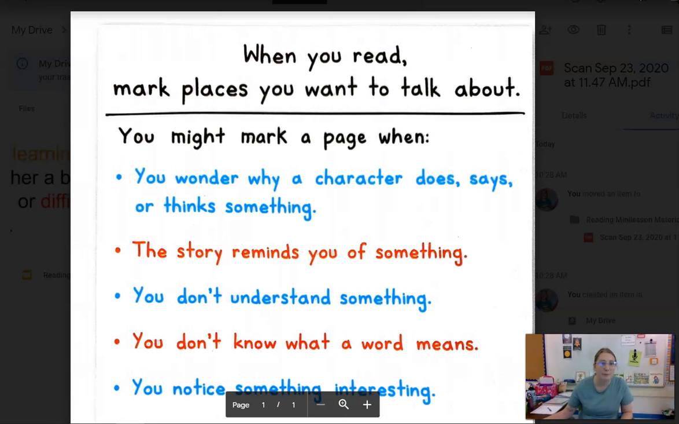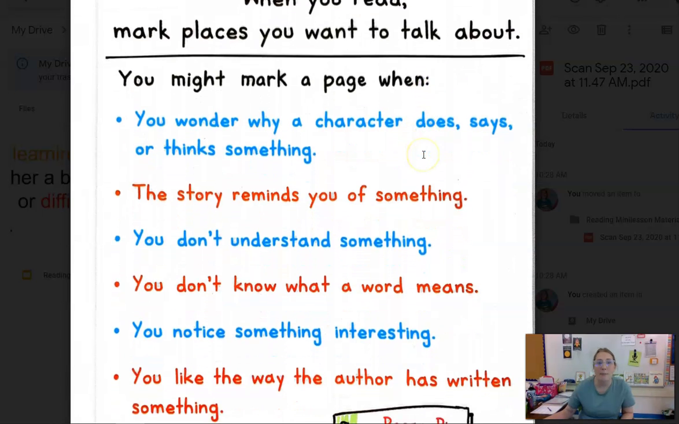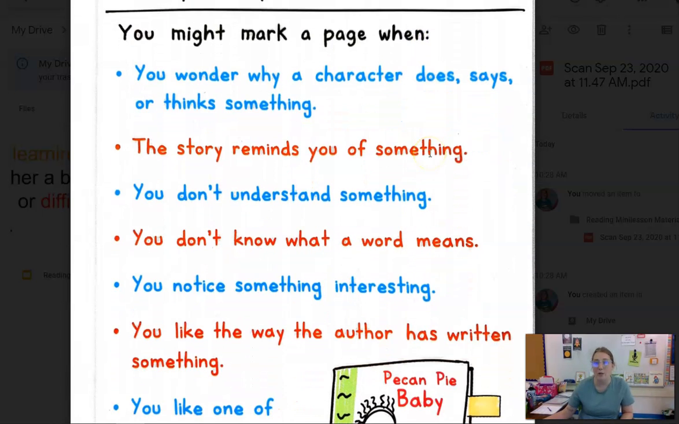So when you read, mark places you want to talk about. So you might mark a page when you wonder why a character does, says, or thinks something. A character might do something kind of crazy or kind of different, and that might spark something in your brain, and you might think, I wonder why they did that. So that might be a good place to mark.